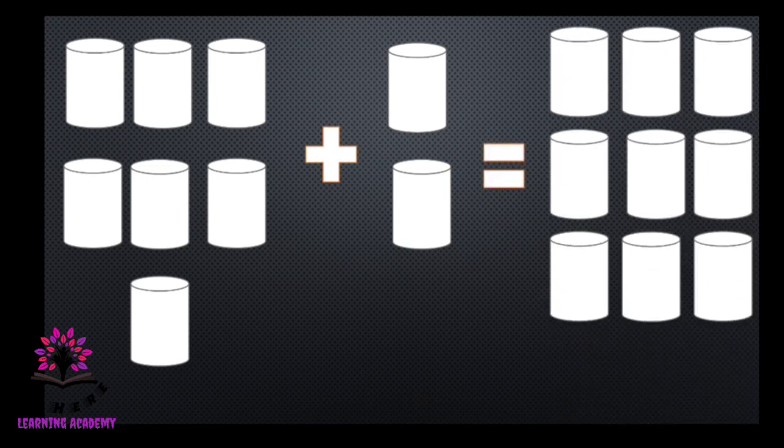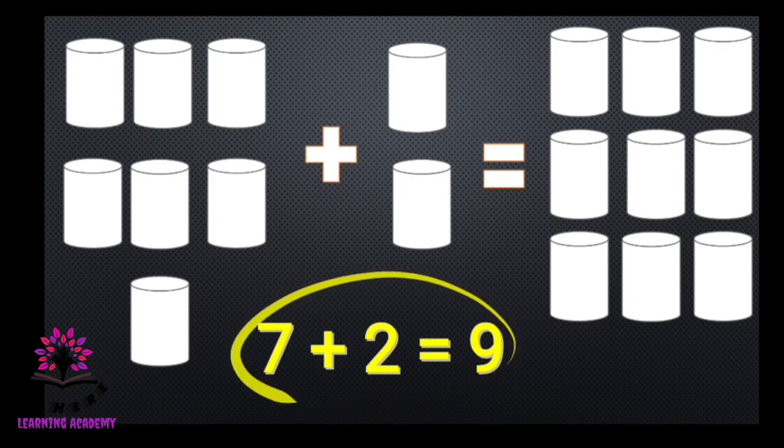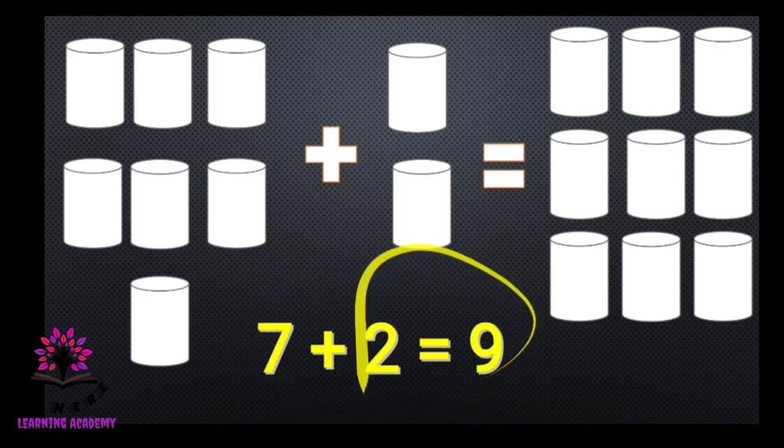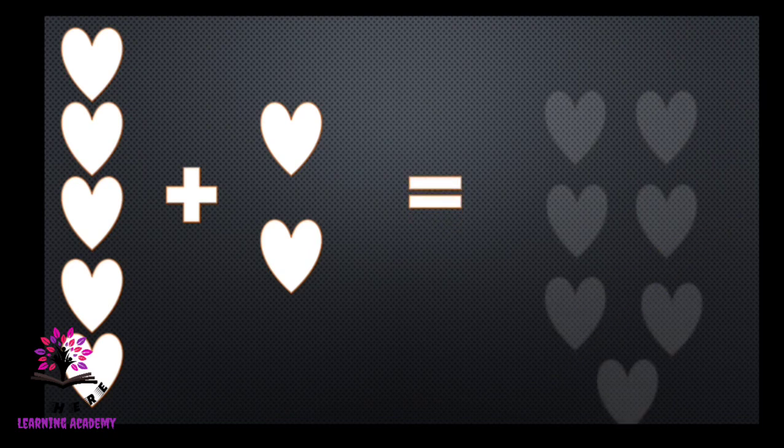You see there, how many cylinders are there now? So 7 plus 2 is equal to 9. How many hearts are there here? There are 5 hearts plus 2 hearts. What do you have to do? 5 in your mind, 2 in your hands. After 5, 6 and 7. So 5 plus 2 is 7.